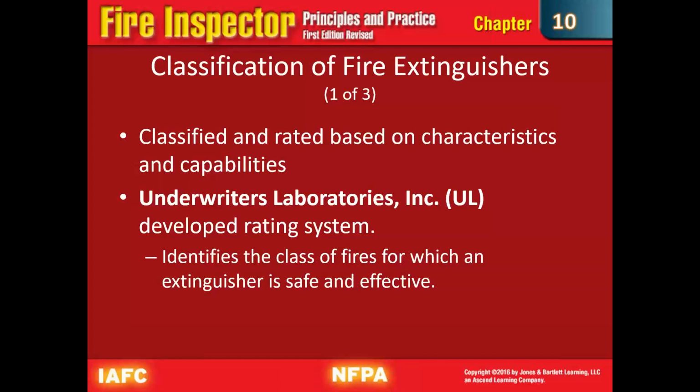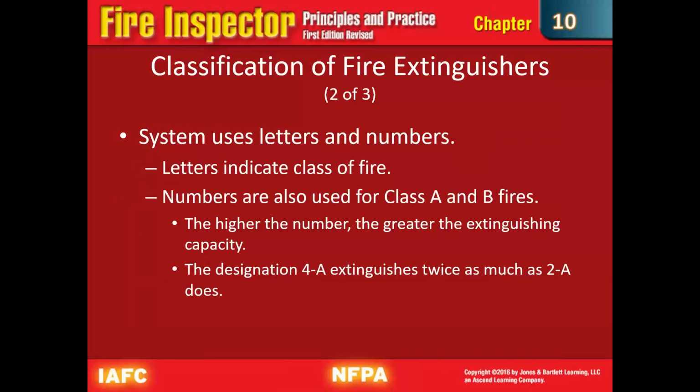Or the applicability of any type of features, lights, and so on and so forth in construction, plans reviews, things like that. They do a lot of testing, identify the class of fires, for what extinguisher, and if it's effective and safe. It uses letters and numbers. The letters indicate the class of fire, and the numbers are used also for A and B.